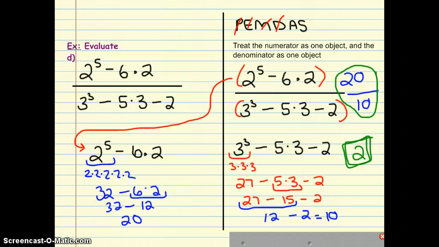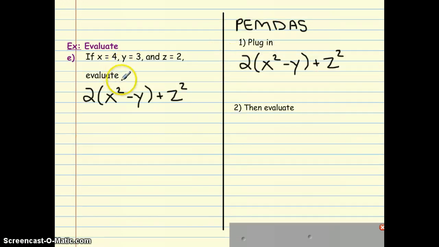Now, moving on, we're going to evaluate if x is 4, y is 3, and z is 2. So basically you plug in and then you solve. So instead of this expression, we'll have 2 times 4 squared minus 3 plus 2 squared. And you're going to start by looking for anything in parentheses, which means that we're going to start right here. And inside of our parentheses, we have an exponent and a subtract.